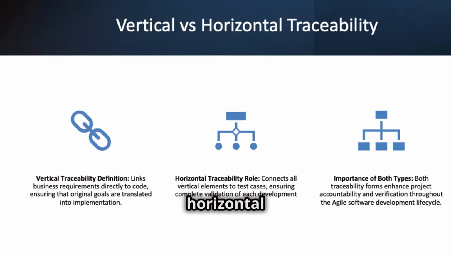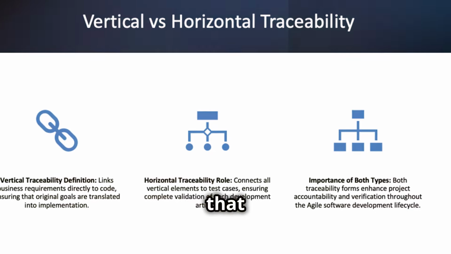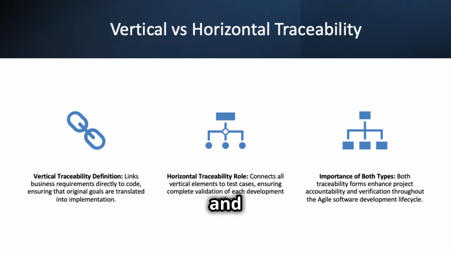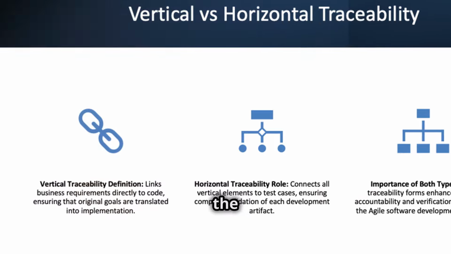For example, in horizontal traceability, a business requirement is connected to test cases that validate both the specification and the code implementation, ensuring that the system works as intended and meets the original goals.